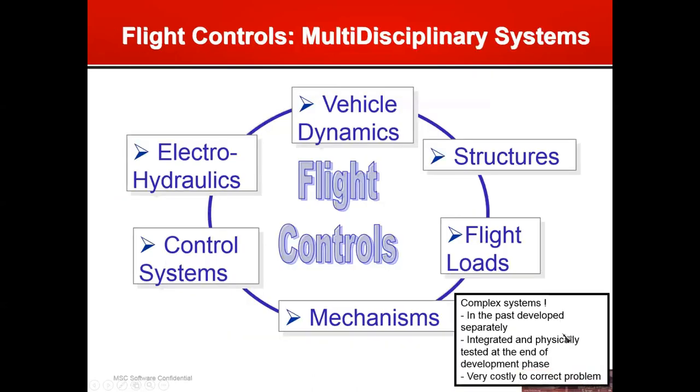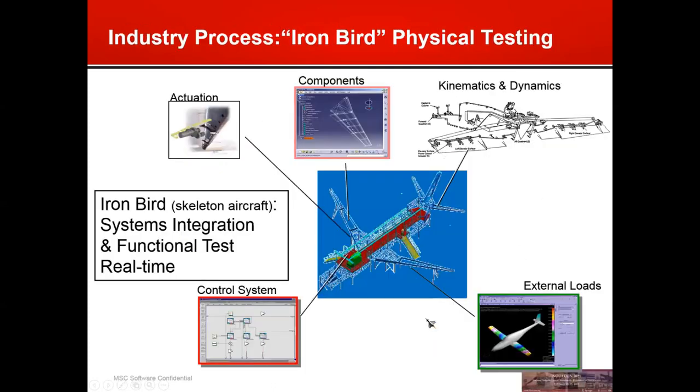We cannot simulate them separately. Otherwise, our model is limited, and we need to use, as in the past, a lot of physical tests, very expensive and which increase the development time. And we have the possibility to investigate also other combinations with respect to the past. For example, this is a typical iron bird physical testing. So you have in the lab a representation of your aircraft, and we have to make a digital representation of this in our virtual environment.